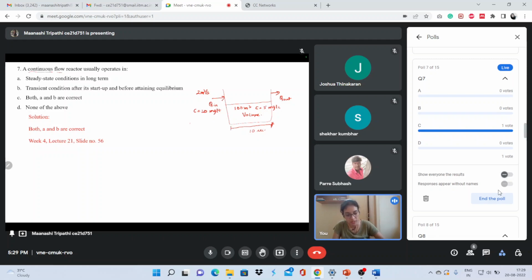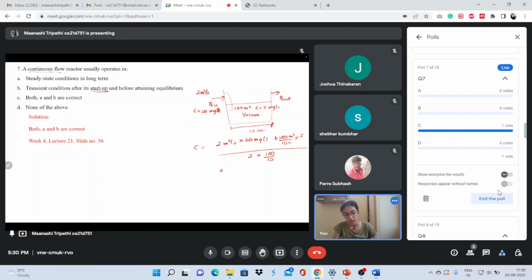So when this 2 meter cube per second is getting inside this 100 meter cube of material, what is happening? The concentration is suddenly lowering. How? The immediate concentration can be 2 meter cube per second multiplied by 20 milligrams per liter plus this 100 meter cube, since this is in meter cube per second, we will put this also in seconds, multiplied by 5, divided by the flow, 2 plus 100 by 10. The concentration which we will get will be between 20 milligrams per liter and 5 milligrams per liter. So when it is starting up, there is a sudden change in concentration.